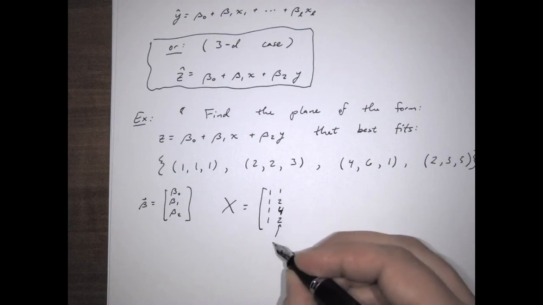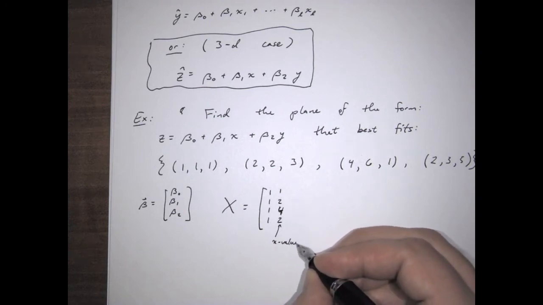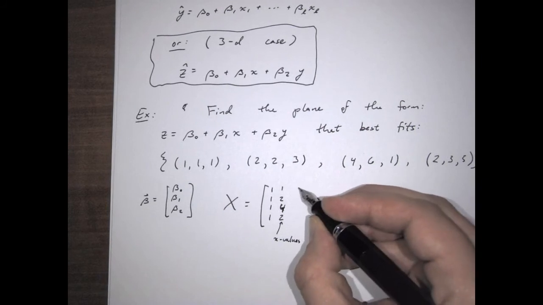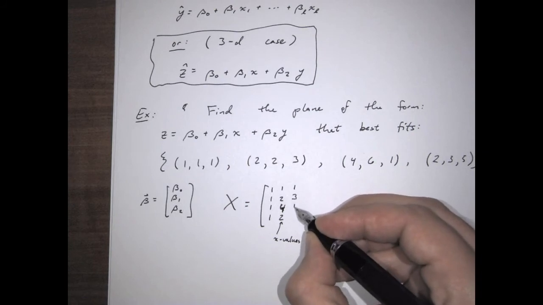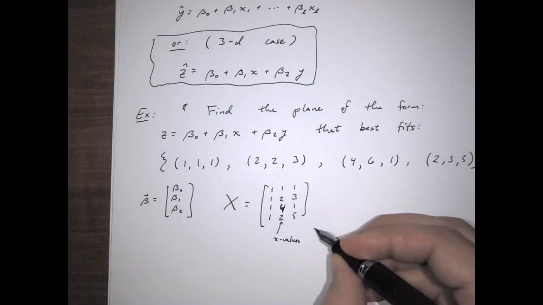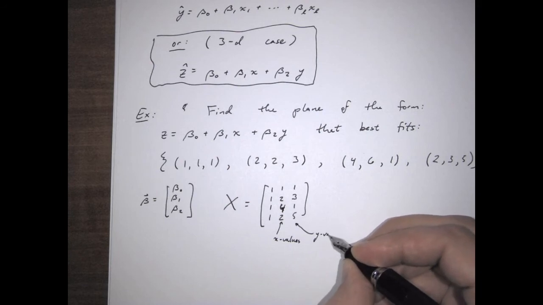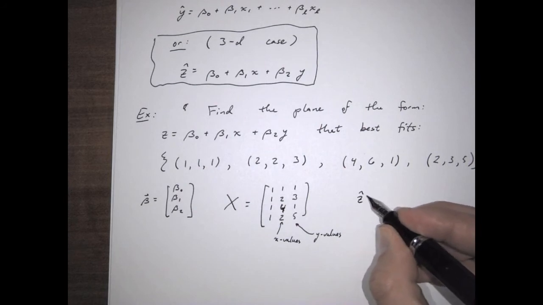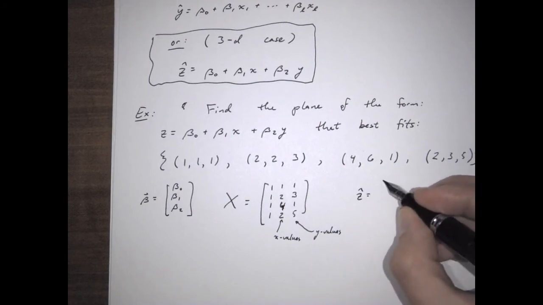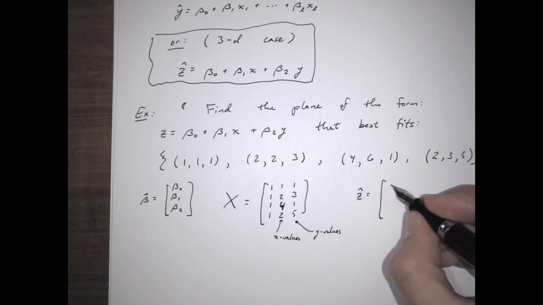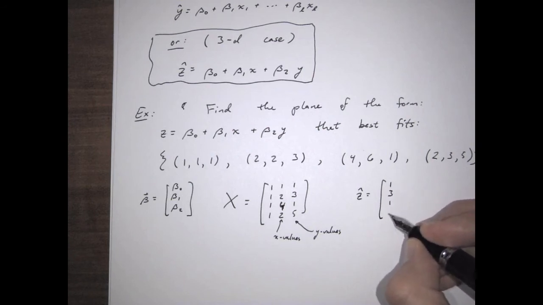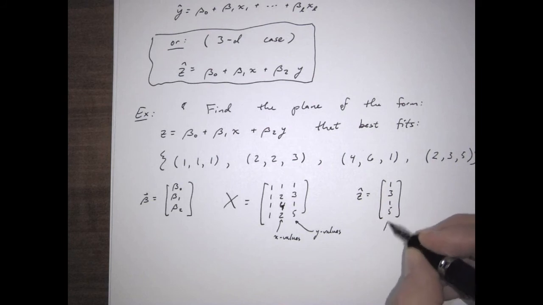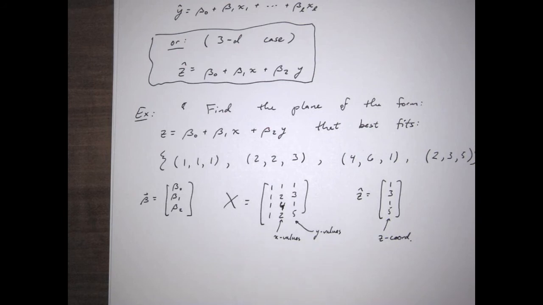1, 2, 4, and then 2. So these are the x values. Then the y values here, which would be 1, 3, 1, 5, because those are the weights on beta 2. And then we could say z for the z coordinate, which will be 1, 3, 1, 5. So that's the z coordinate.